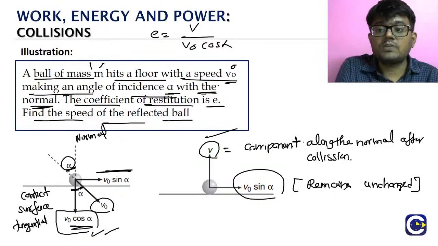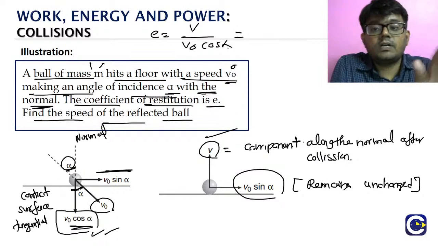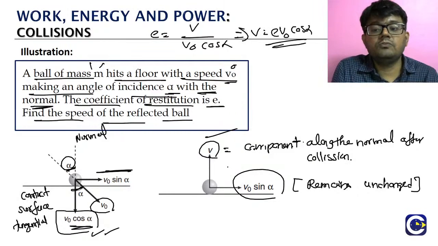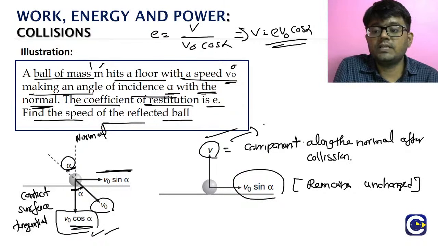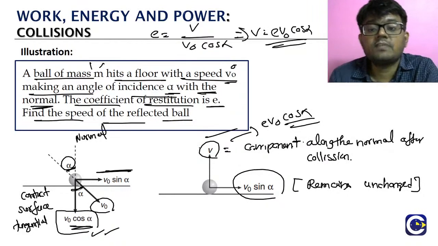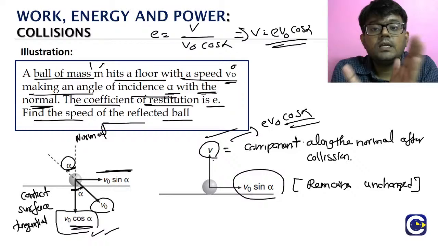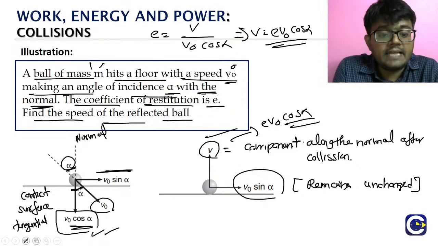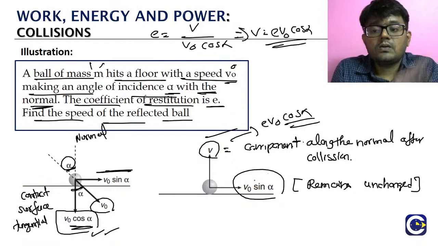Okay? So here, from this we will be able to get the v value. So v comes to E into v0 into cos alpha. That is the v value. So what is the v value? E into v0 into cos alpha. What do we need? We are supposed to find the speed of the reflected ball, right? Speed means, it has two components: one, the component along the tangential line, and second, the component along the normal line.